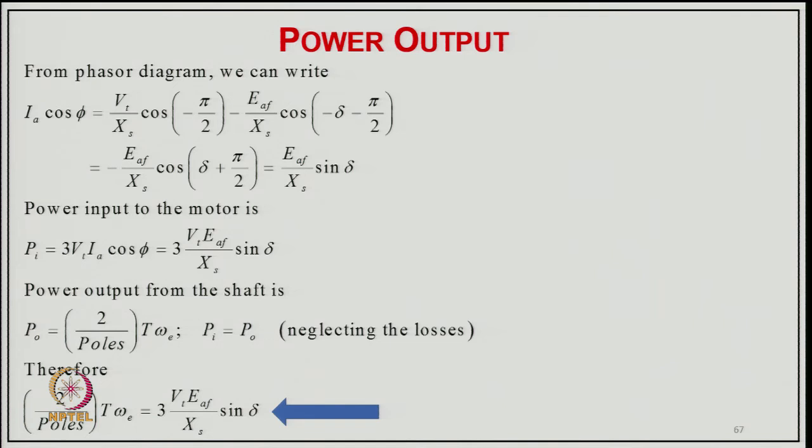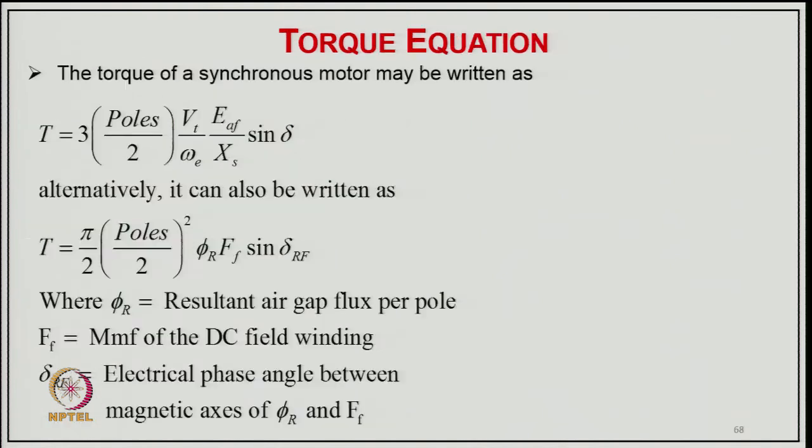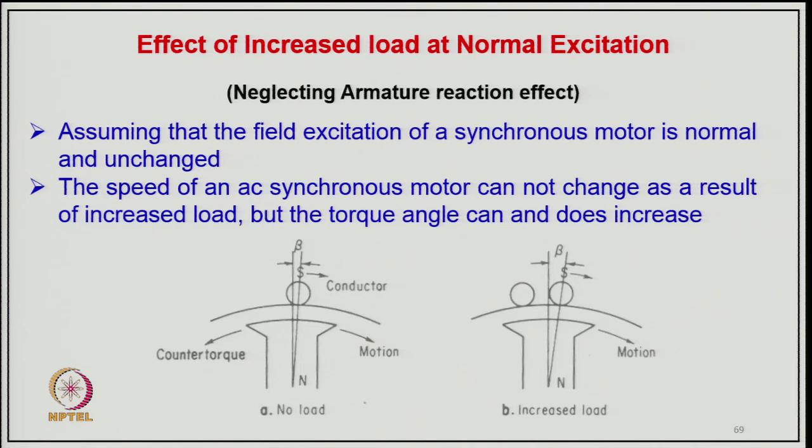And the power output from the shaft is P out equal to 2 by pole into T omega. Therefore, 2 by pole T omega equal to 3 Vt E F upon X S into sin delta, or torque equal to 3 pole by 2 into Vt E F upon omega X S into sin delta. It can also be written as T equal to pi by 2 into pole by 2 squared into phi R F F into sin delta R F, where phi R is the resultant flux and F F is the DC excitation MMF, and delta R F is the electrical phase angle between the magnetic flux phi R and F F.